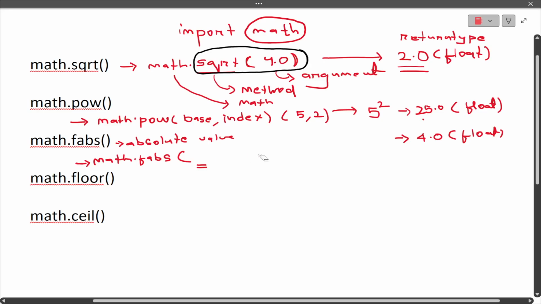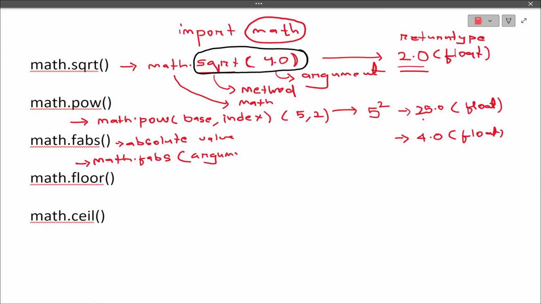Let me write it this way to maintain this format: here you give one argument. This is the syntax. Whenever somebody asks you to write the syntax for math.fabs, you write math.fabs and inside it one argument. Whenever somebody asks you to write the syntax for math.pow, you write math.pow, and you can write base comma index, or you can also write argument 1 comma argument 2. Syntax is nothing but the format to represent your method. Then I will write math.fabs.